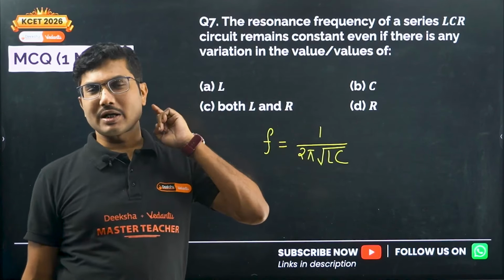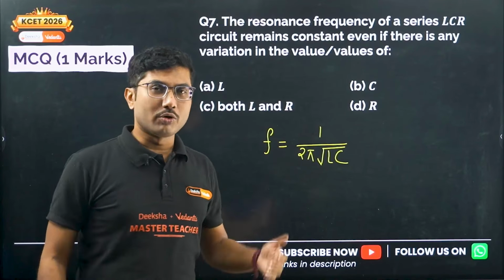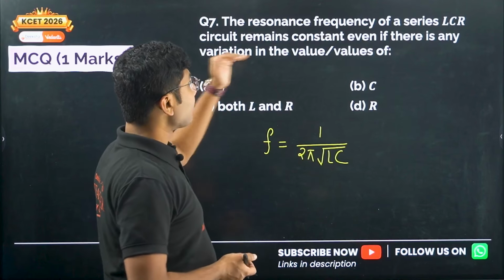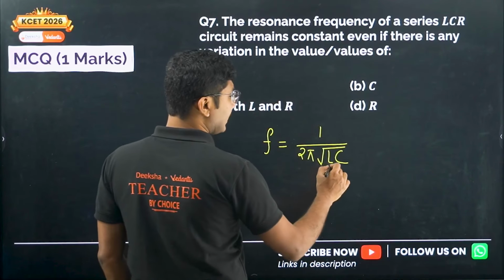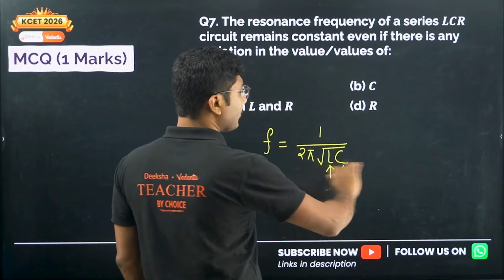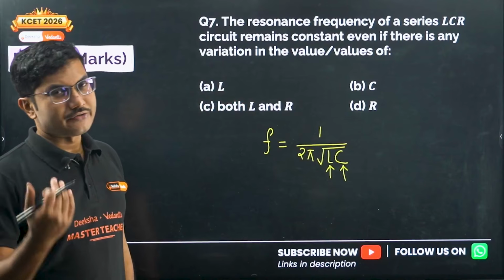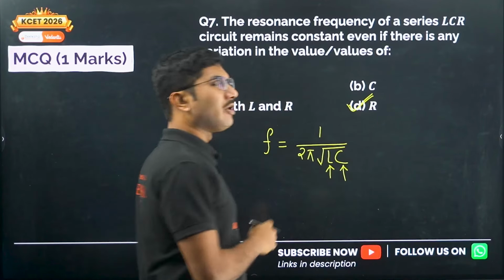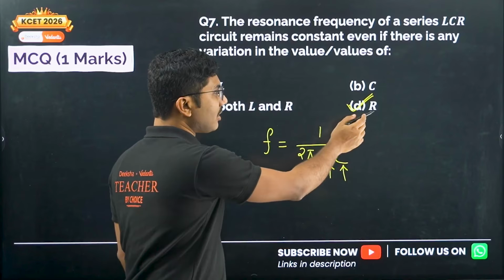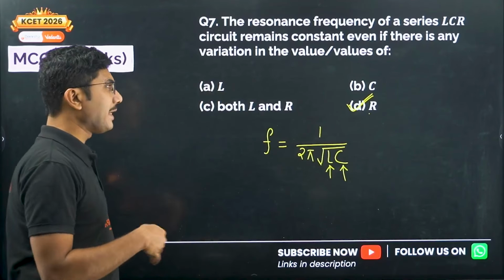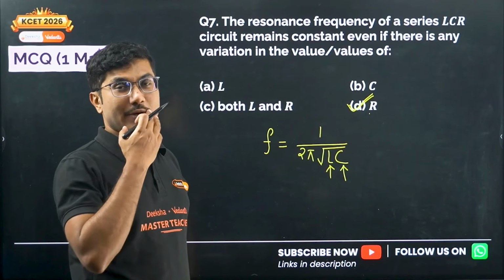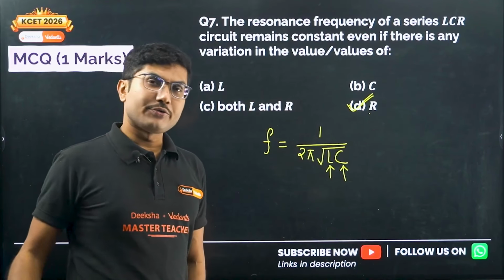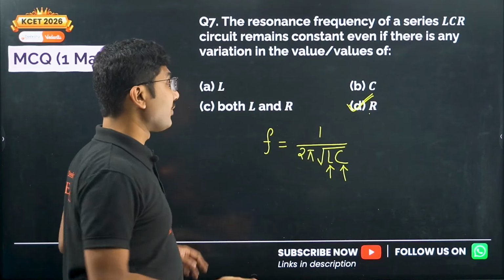You will definitely get one 5-marker question in your upcoming pre-board exam as well as in your board exam. The resonance frequency of a series LCR circuit depends on L as well as C. So if you change either L or C, the resonance frequency will change. But if you change R, the resonance frequency will not change, because it does not depend on R. It is independent of R. So they asked which quantity the resonance frequency is independent of: it is independent of resistance. If you change resistance, the resonance frequency will not change.